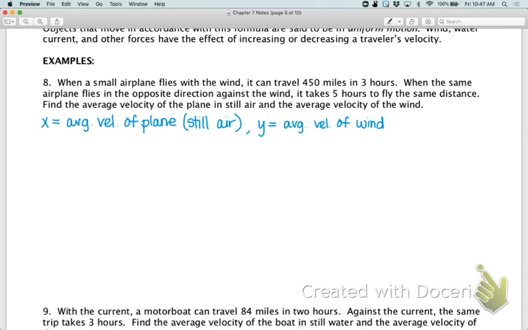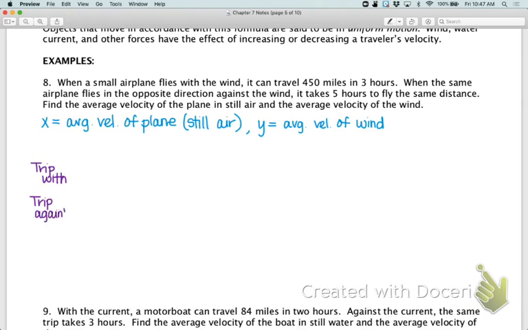Now, again, I'm just presenting a strategy for you here, but it really doesn't matter how you want to set this up. I'm going to organize this information into a table again. So we have two different things that we are looking at. We have the trip with the wind, and then we have the trip against the wind. So there and back.